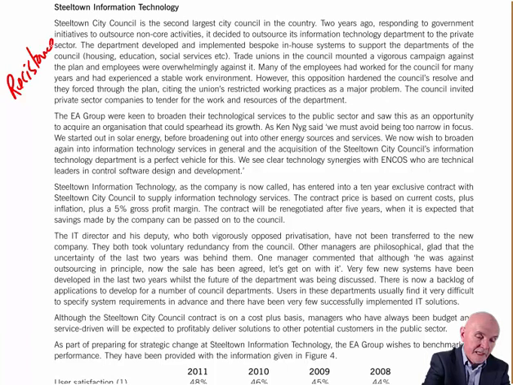I'm just marking that down, and maybe I don't think it's going to be useful in part A, but later. The EA group were keen to broaden their technological services to the public sector and saw this as an opportunity to acquire an organisation that could spearhead its growth.